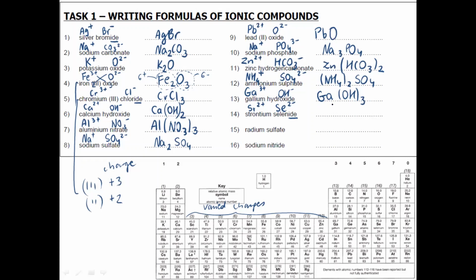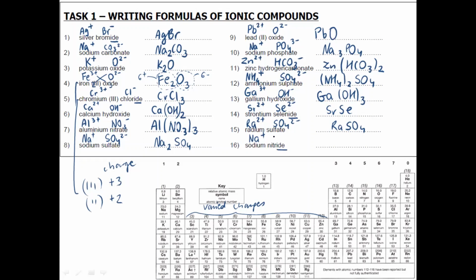So -2 plus 2, they're going to cancel out, so I get this. Radium sulfate. Radium, again, another one to look up, is group 2. So it's 2 plus, sulfate is SO4 2 minus, 2 plus and 2 minus cancel out, so you get RaSO4. And sodium nitride. Na plus, nitride, again, it's an ide.